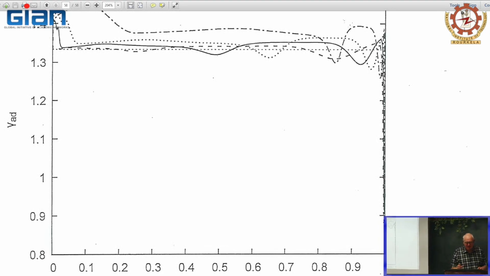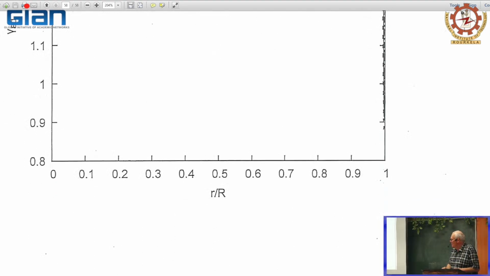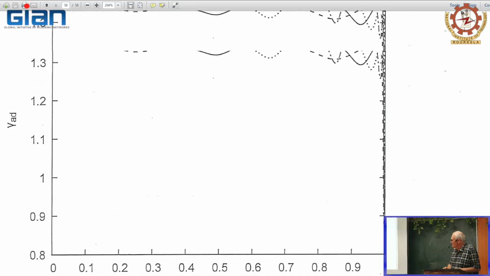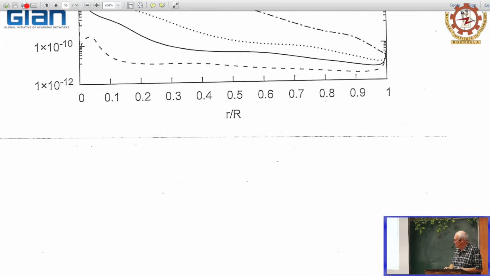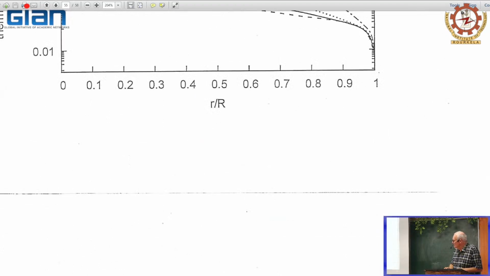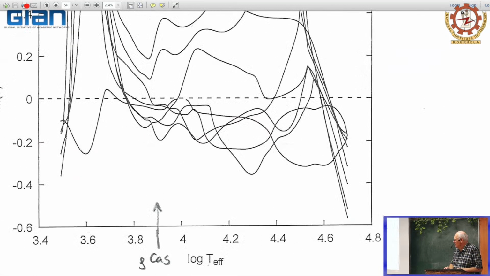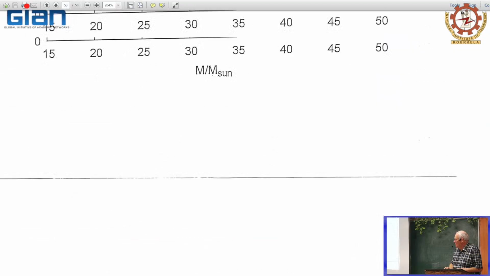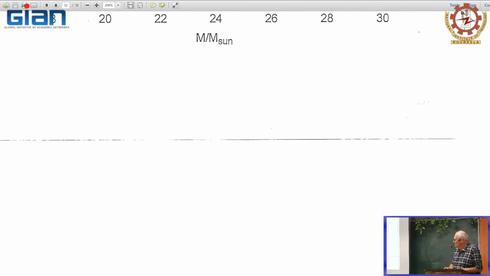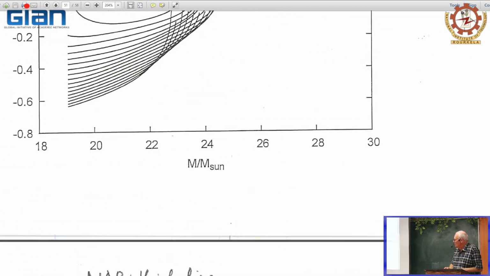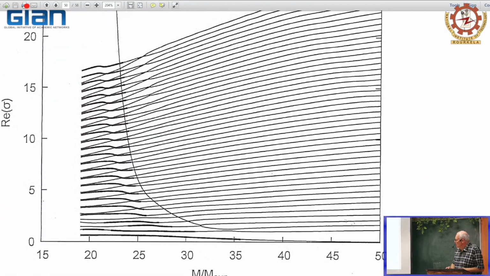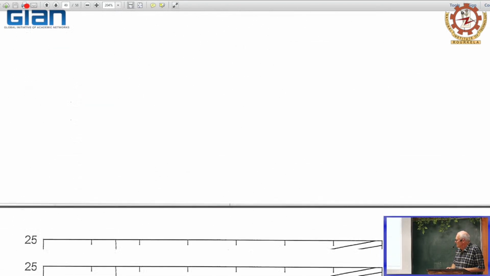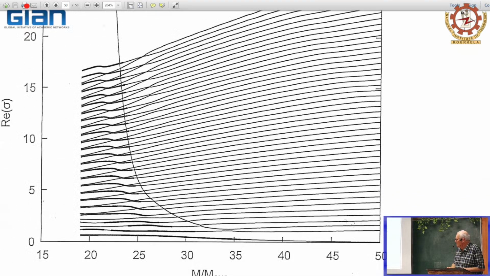So, keeping this in mind, we go back and we actually do a full non-adiabatic analysis for these stars, because we anticipate that the adiabatic approximation is not valid or does not give proper results. So we do a full non-adiabatic analysis of this sequence of stars.